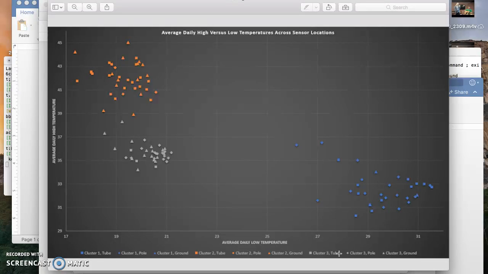So we did make some progress on our project, and we definitely are starting to see clusters, which is very promising, and we'll keep everyone updated on what we find next.